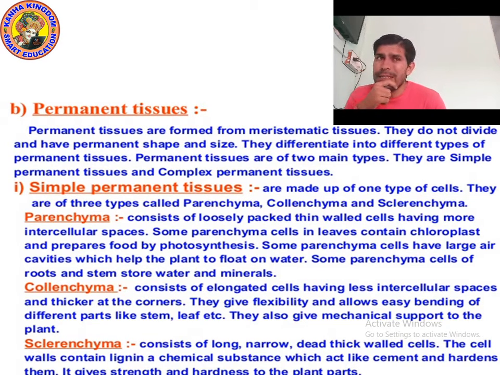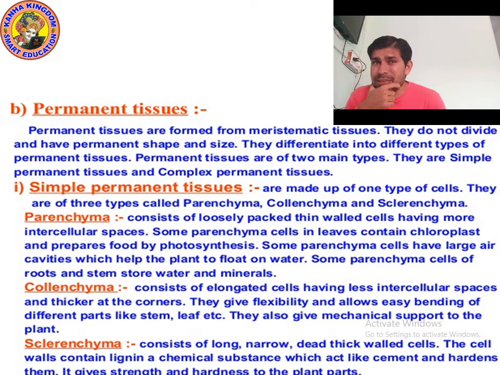And sclerenchyma consists of long, narrow, dead, thick-walled cells. You know that parenchyma cells are loosely packed with thin walls, while sclerenchyma cells have thick walls. And they are long and narrow.